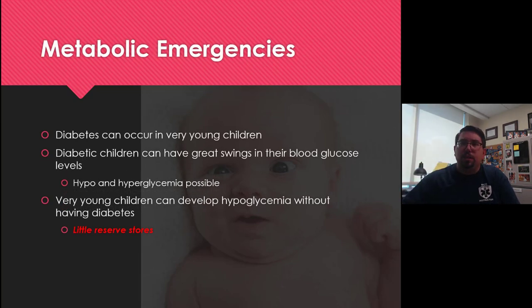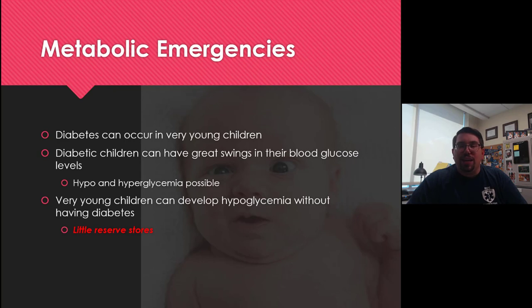Now, for metabolic emergencies, diabetes is one of the big ones that we think of. We know that diabetes can occur in very young children, juvenile onset diabetes, type 1 diabetes being the most prevalent. Diabetic children have great swings in their blood sugar levels. They can be high, they can be low. Both hyperglycemic and hypoglycemic events are very possible.